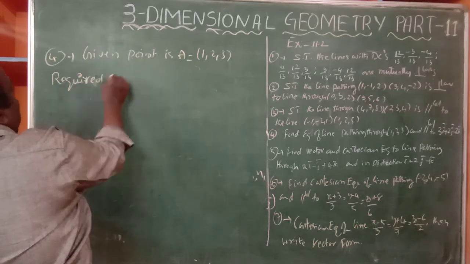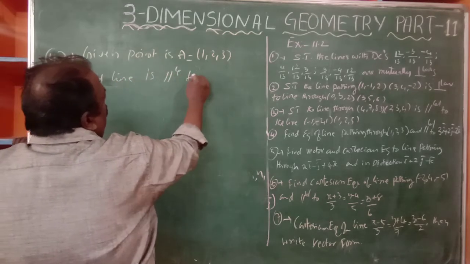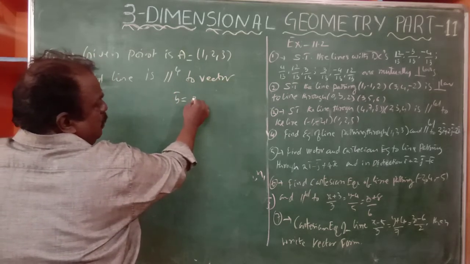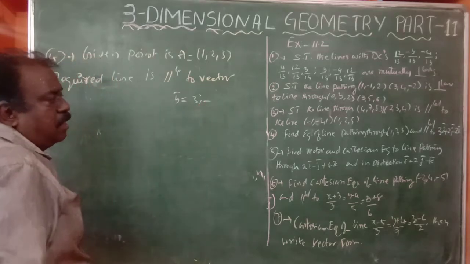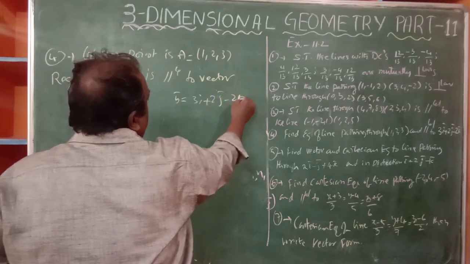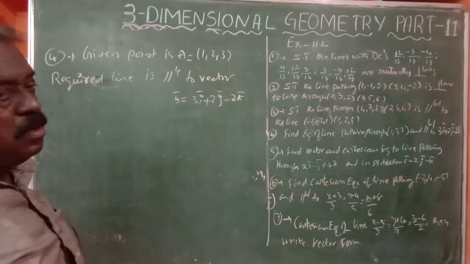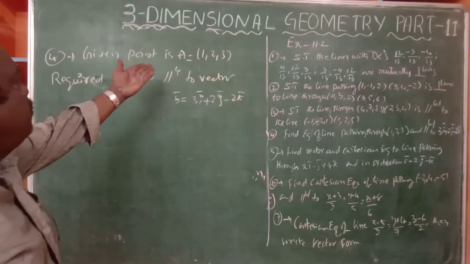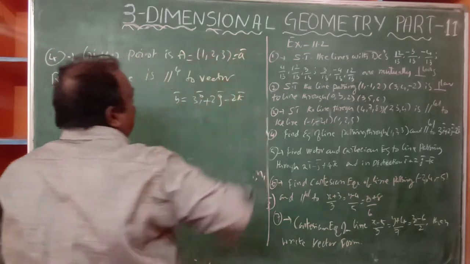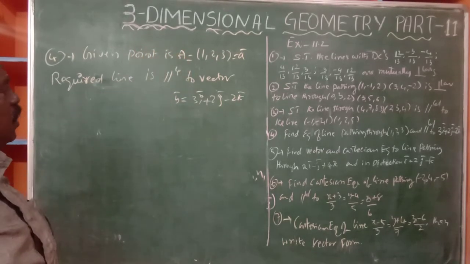The required line is parallel to vector B bar, that is 3i plus 2j minus 2k. Okay? 3, 2, minus 2 is there. The point is (1, 2, 3), whose position vector is A bar. A bar means i plus 2j plus 3k. Many times we discuss.